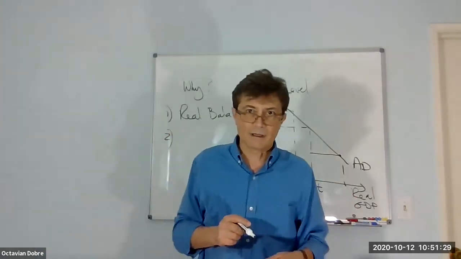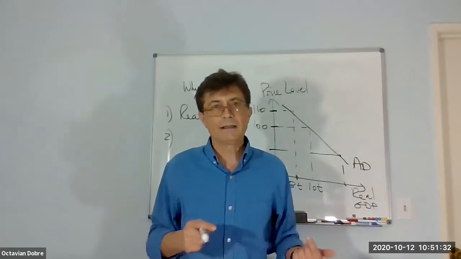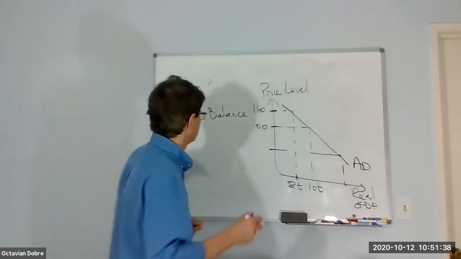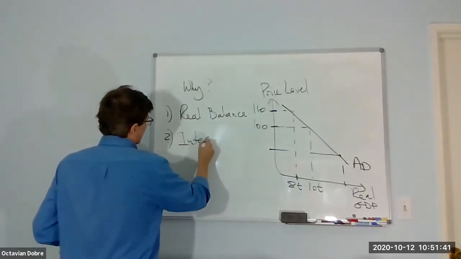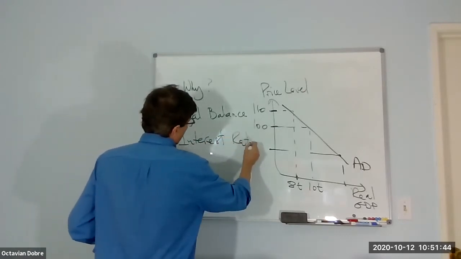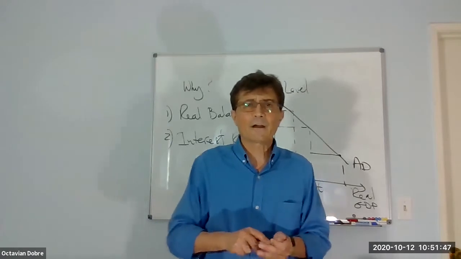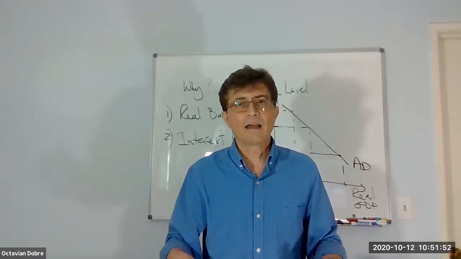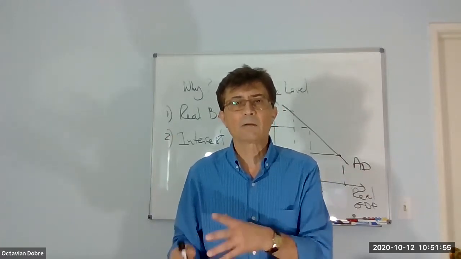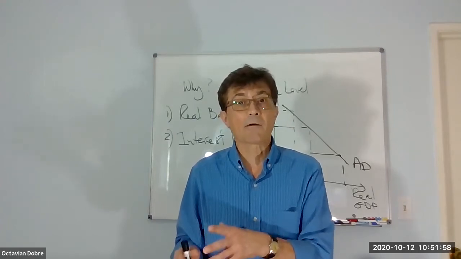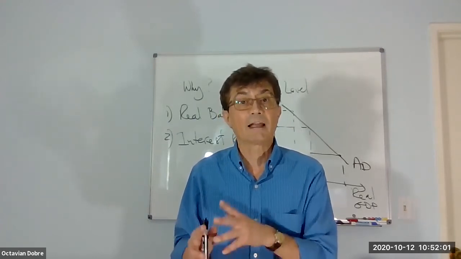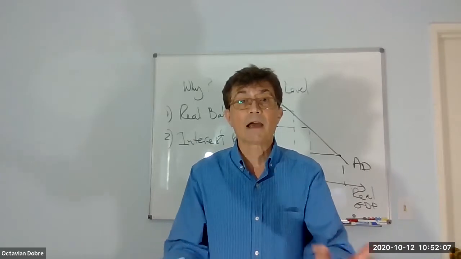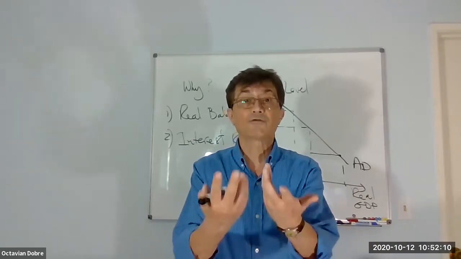But that's not the only reason why, if price goes up, quantity demanded goes down. Another reason is we have the interest rate effect. And the interest rate effect goes something like this. If price level goes up, then people have less purchasing power. As people have less purchasing power, they're going to start borrowing money. And when they start borrowing money, the price that they pay for that money is the interest rate. So if everybody starts borrowing money, the price of money is going to go up. In other words, interest rates are going up.